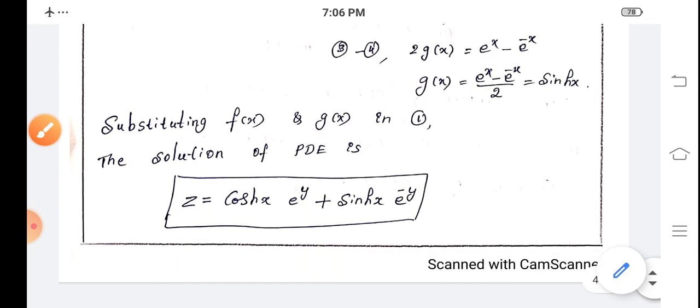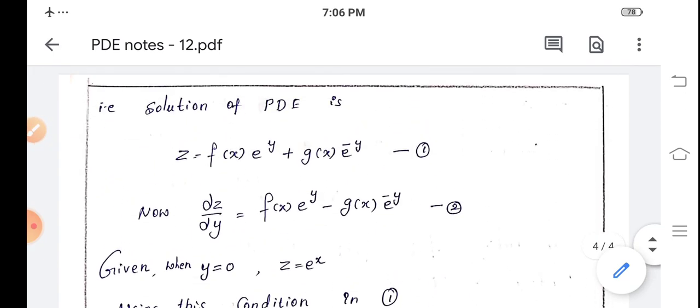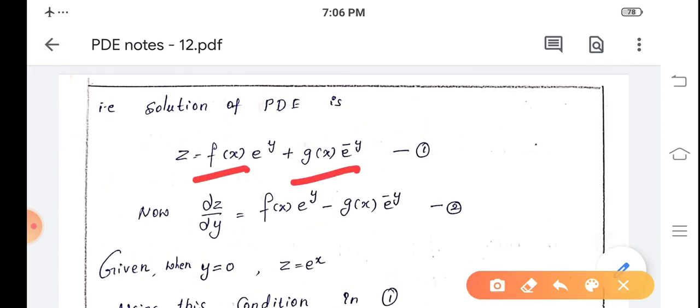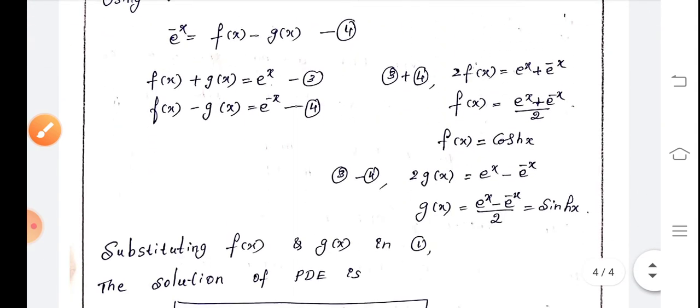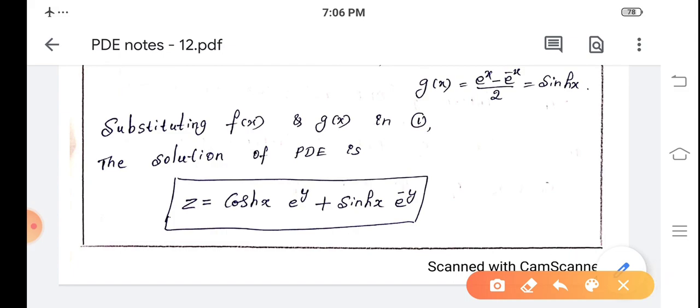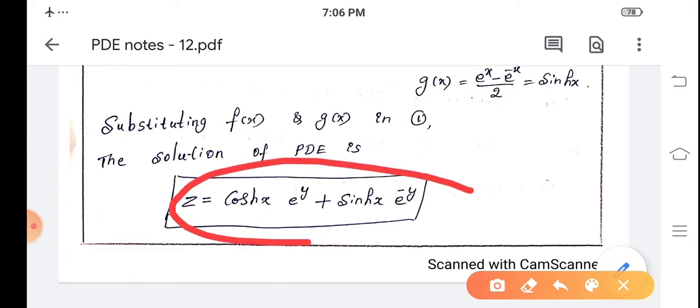Now substitute f(x) and g(x) in equation 1. Substituting f(x) and g(x) in equation 1, we get the solution of the partial differential equation as z equal to cosh x e^y plus sinh x e^(-y). This is the required solution.